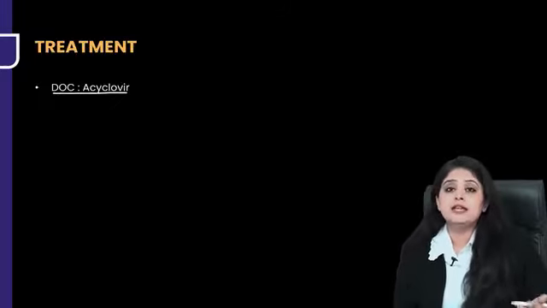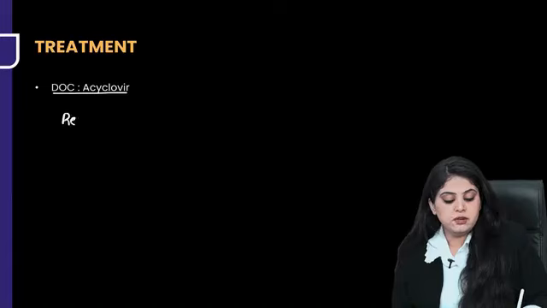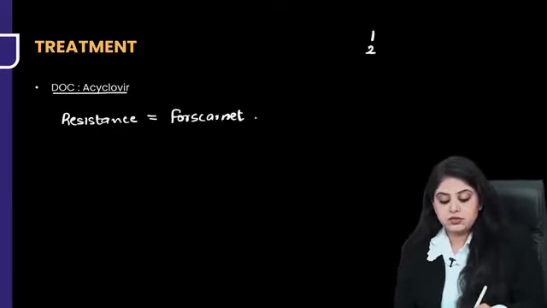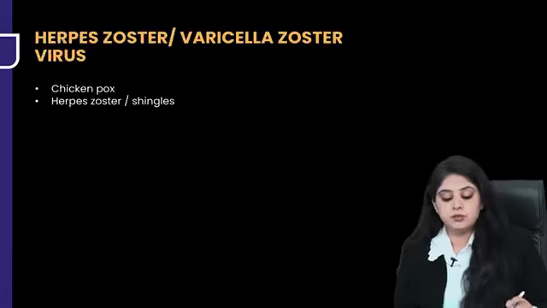What is the treatment, guys? The treatment is going to be acyclovir, and if there is resistance, then foscarnet can be used. But yeah, the primary treatment is going to be acyclovir. In case of resistance, foscarnet. That wraps up HSV 1 and 2. So human herpes virus 1 and 2 is done.